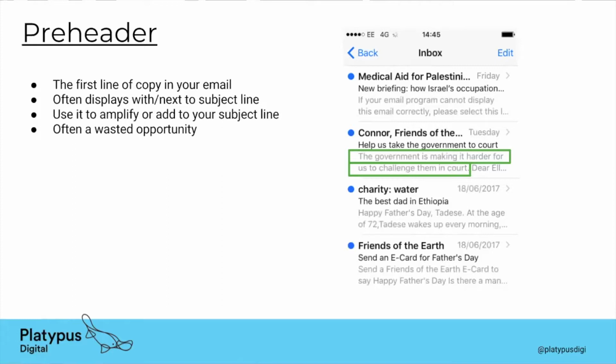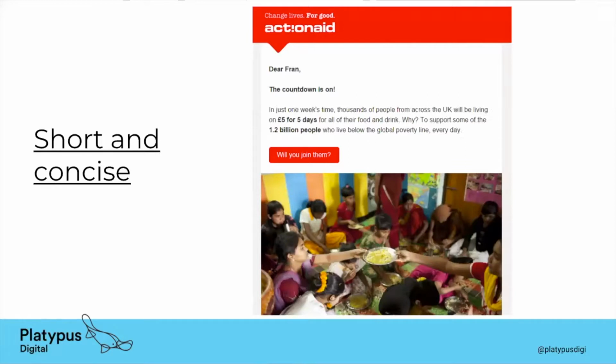If you just put some kind of housekeeping information like how you can view the email if it's not looking right, then you're losing the opportunity to engage people and to get them to open the email. The copy should be short and concise if you can possibly manage it. Again, that's because there's not that many people who don't get enough emails, so people ideally just want the emails to get to the point as much as possible. This one from ActionAid is just a few sentences long. So it's a really, really quick email, gets to the point very, very quickly.